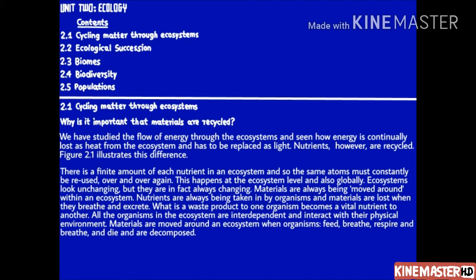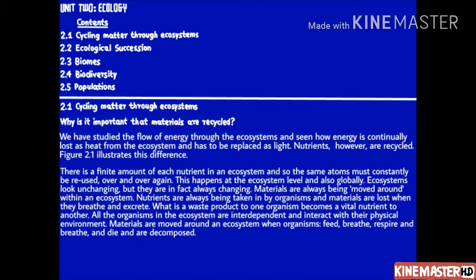Why is it important that materials are recycled? We have studied the flow of energy through the ecosystems and seen how energy is continually lost as heat from the ecosystem. It has to be replaced as light. Nutrients, however, are recycled. Figure 2.1 illustrates this difference. There is a finite amount of each nutrient in an ecosystem, and so the same atoms must constantly be reused over and over again. This happens at the ecosystem level and also globally.